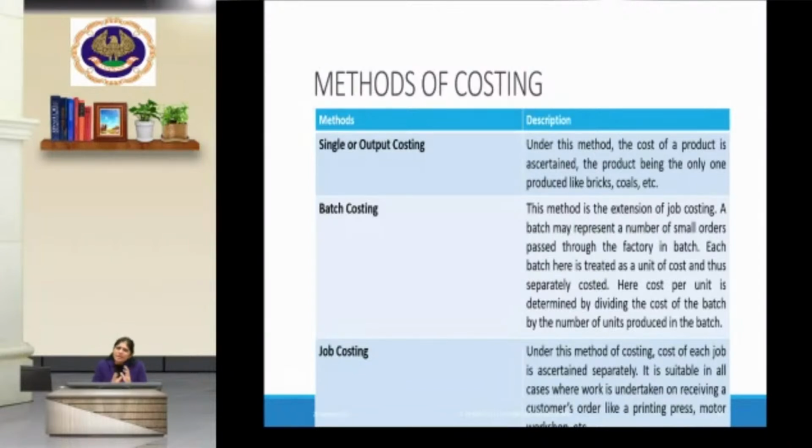That means many units of the product in one batch. Let us say 100 units in one batch, so those 100 units will have one batch number. So batch costing is when many small units are produced in one lot or one batch, and their identification is their batch number.